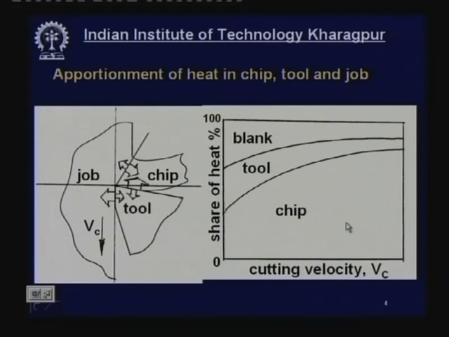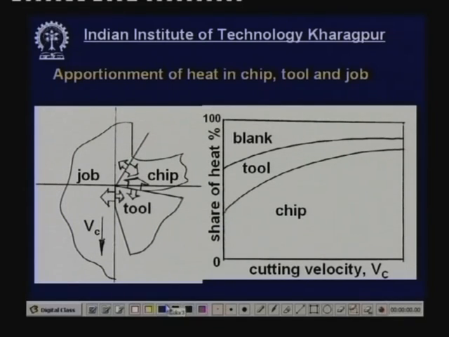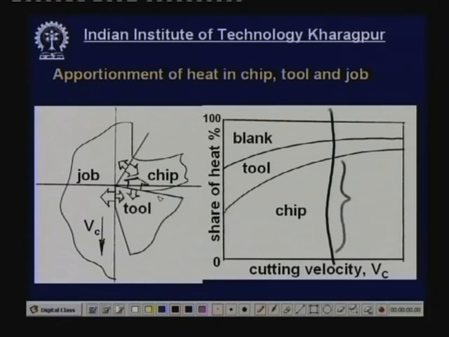Now, this shows that, say for example, at a particular velocity, say 75% of the heat goes into the chip, around 10% goes into the tool and around 15% into the job. Now, fortunately the major amount of heat goes into the chip, which is thrown out. Whether it is affected or damaged by the heat, it does not matter, because it is not utilized.